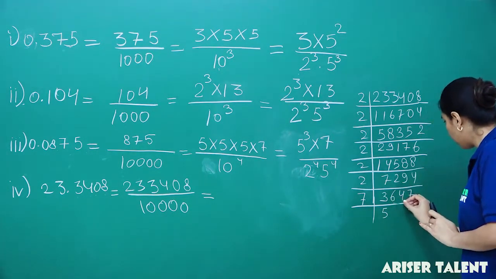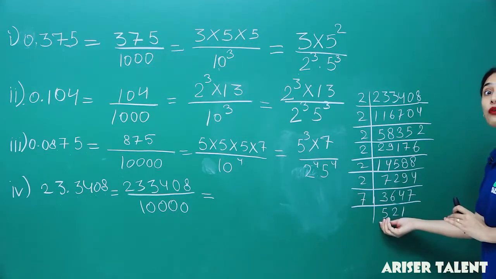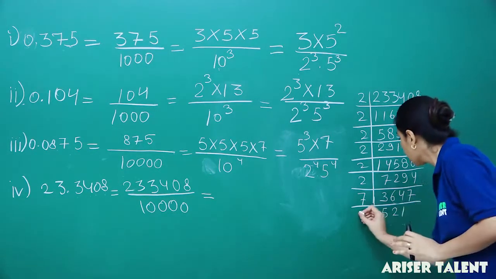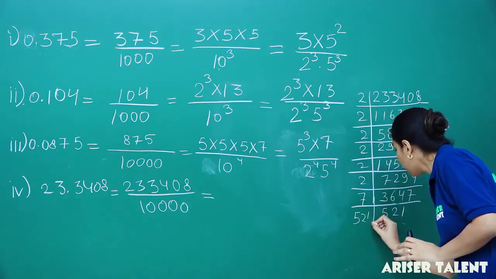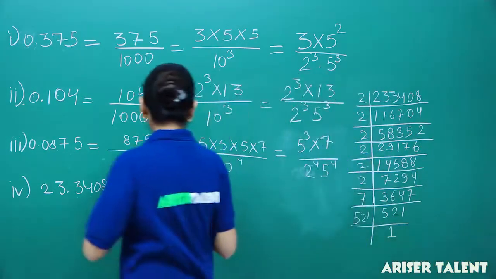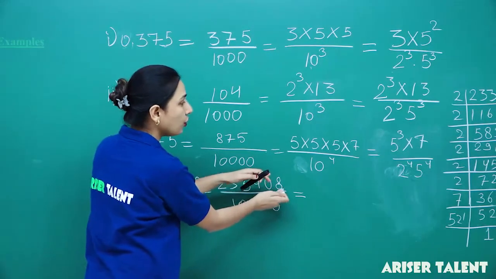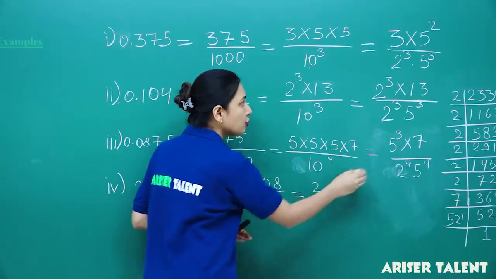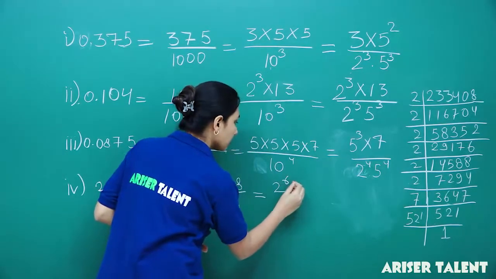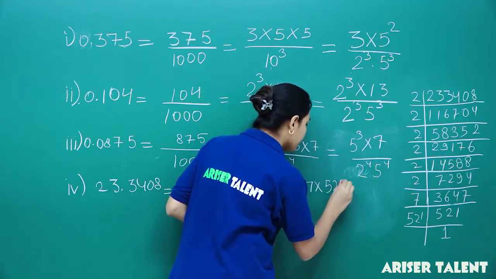Five times, 1, 4, 2 times and 1. Now, 5, 2, 1 is again a prime number. So, we will write 5, 2, 1 here and it will end here. So, the prime factorization of 2, 3, 3, 4, 0, 8 will be 2 raised to power 1, 2, 3, 4, 5, 6. Multiply by 7, multiply by 521.